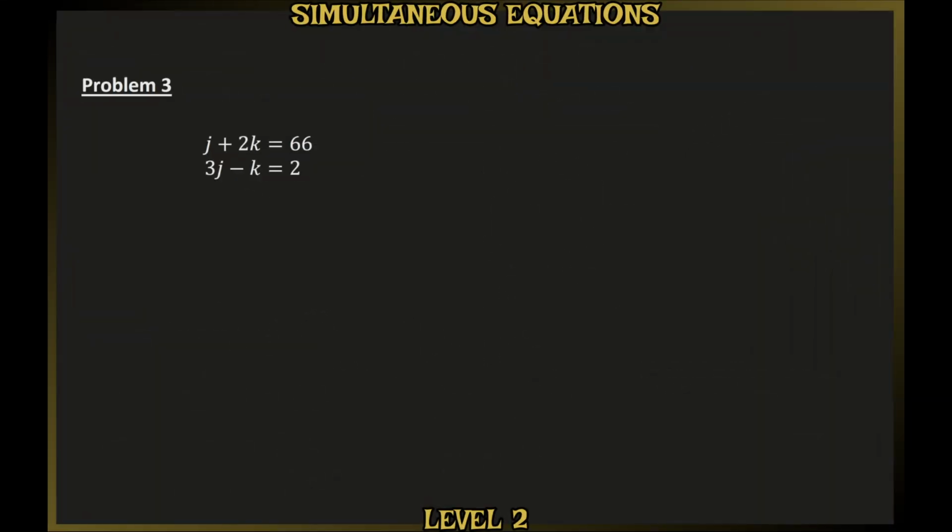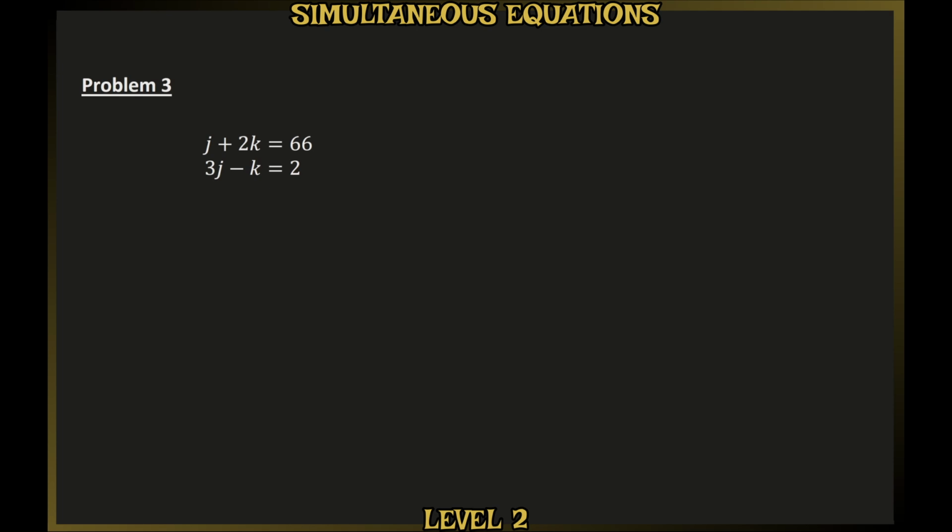In problem 3, we're solving j plus 2k equals 66 and 3j minus k equals 2. Now to eliminate again, we'd like to have the same number of j's or the same number of k's in both equations. And we actually have an option here. If we times the top equation by 3, we'll make both equations have 3j's in them and we can eliminate the j's. Or if we times the bottom equation by 2, we're going to have a 2k in the first equation and a minus 2k in the second, and we can eliminate these by adding. So the choice is ours.